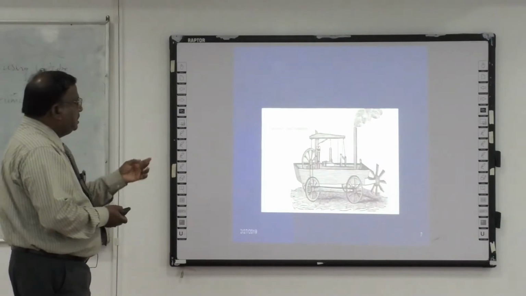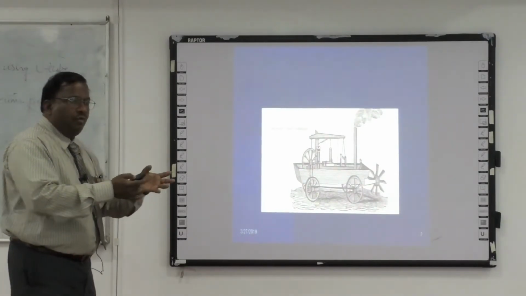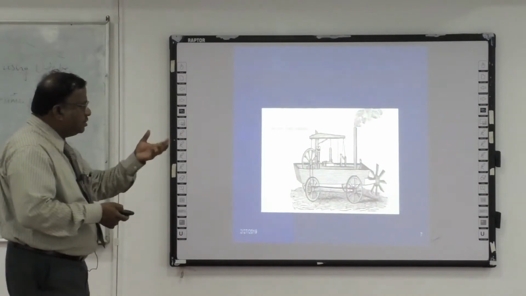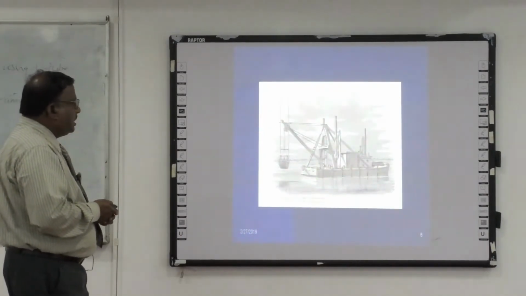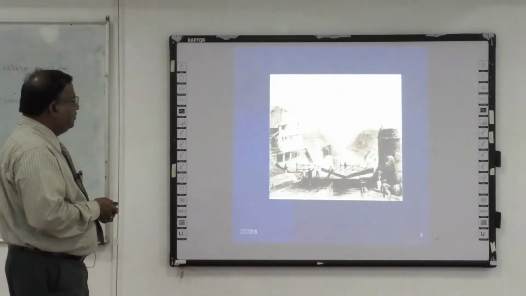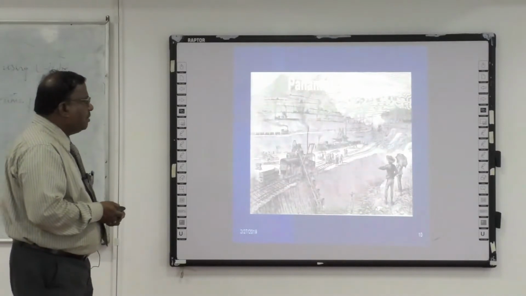So this is another small vessel which is used to dredge in the corner of a waterlogging area, so that the front wheel will have a rotation. So this is also a type of bucket dredging. This is another dredging. So we can see the Panama Canal.